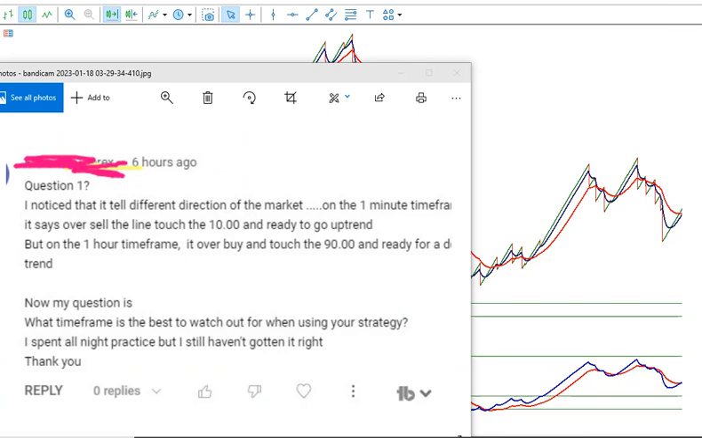He said, question number one, I notice that it tells different direction of the market on the 1 minute time frame. It says oversold, and the line touched the 10 and is ready to go uptrend, but on the 1 hour time frame it is overbought, and then touches the 90 and is ready for uptrend and downtrend. Now my question is, what is the best time frame when using your strategy? I spent all night practicing, but I still haven't gotten it right. Thank you. This is what the person said.